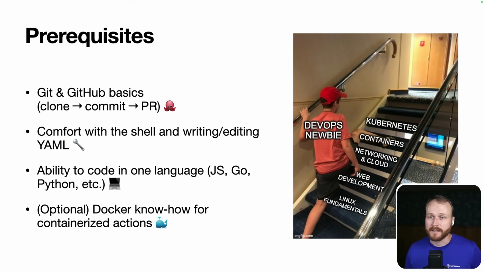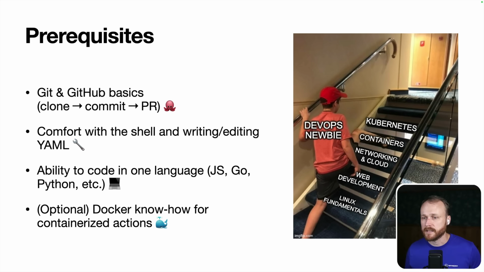First, I'm expecting you to at least have a base level understanding of Git and GitHub. Things like how to clone a repo, how to create branches, commit those, create PRs from those branches. I'm also assuming that you have a general idea of how to interact with a Linux shell or terminal, as well as writing and editing YAML files, which is the format that GitHub Actions workflows are authored in.